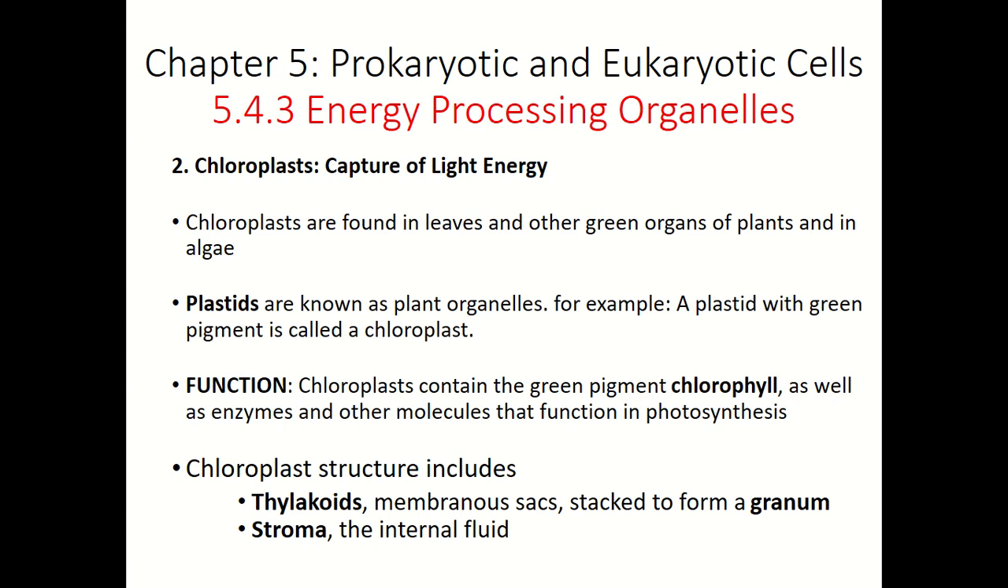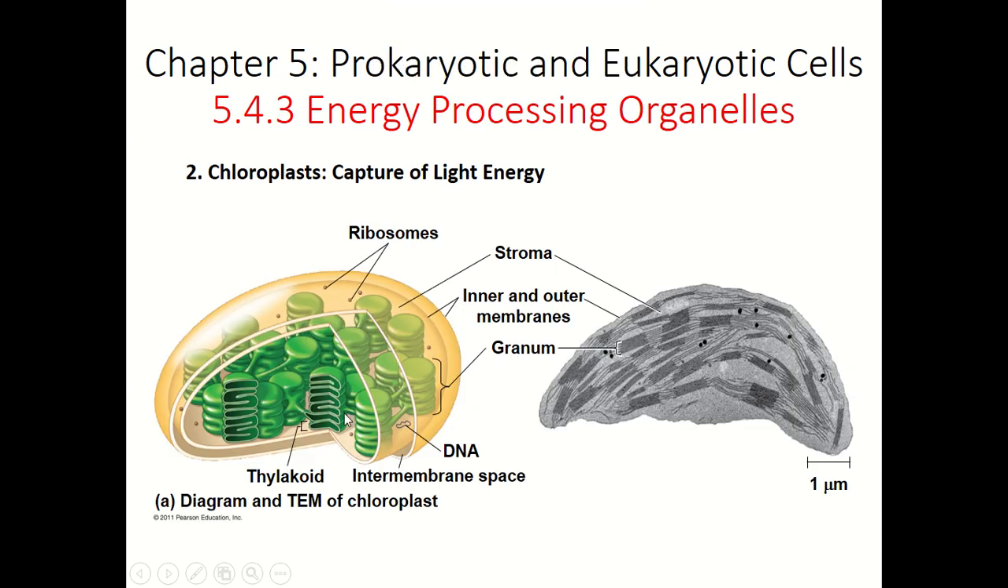The function of chloroplast, of course: it contains green pigment, which is known as chlorophyll, and it contains other enzymes that function in photosynthesis to make food for the plants. Their structure includes thylakoid and also the stroma. As you can see here, it does have a double membrane too. We have the outer membrane and inner membrane. The space between outer and inner membrane is the intermembrane space, and inside here is known as the stroma.